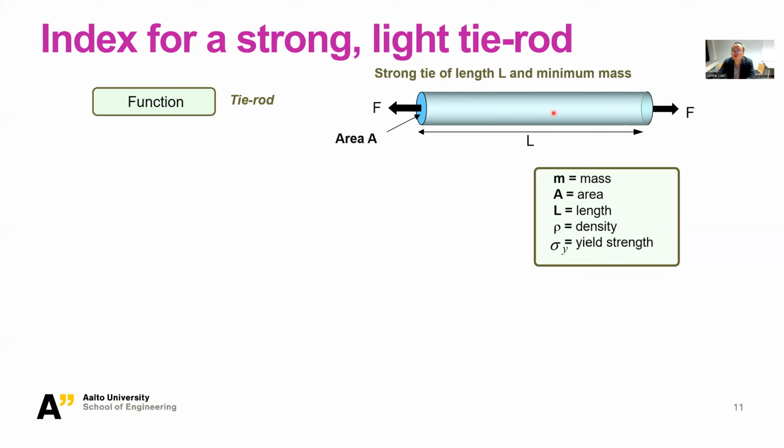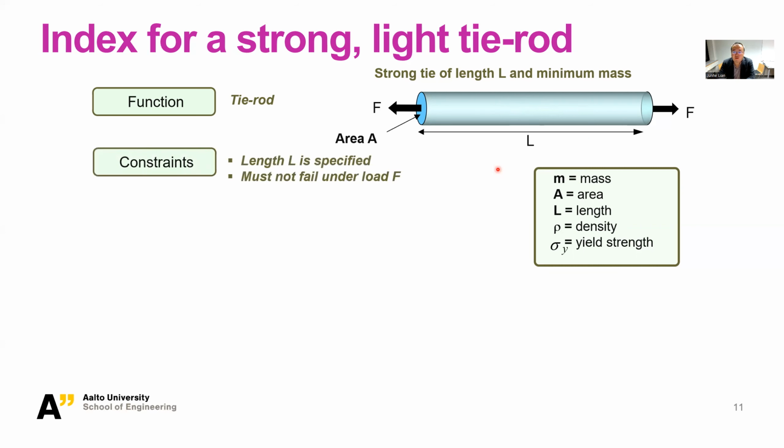You can imagine this is a rod, and it is subject to a certain tensile force. We have a fixed length, so your constraint here is that the length is specified, and the other is that the material should not fail under load F. And our objective is to get minimum mass. So how do we handle the constraints and, more importantly, the objective?